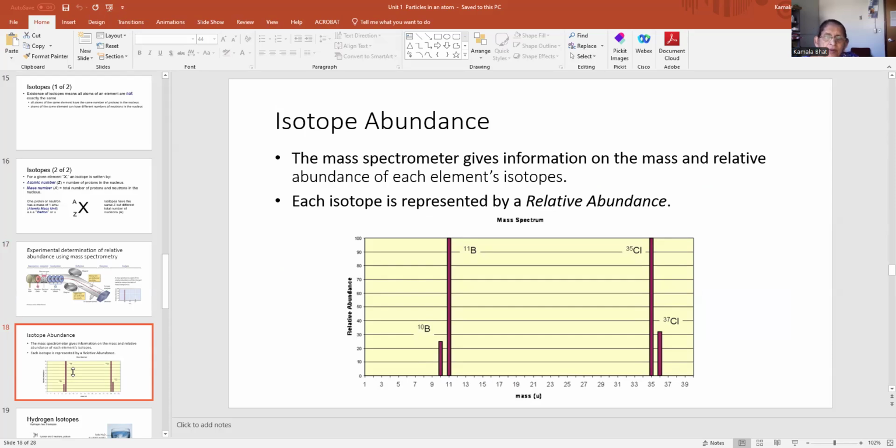Because depending upon the isotopes, you would get a picture or a screenshot like this, where abundance and mass are given, and the relative abundance of different isotopes are given. The instrument that we use is called the mass spectrometer, and it gives information on the mass and the relative abundance of each isotope.